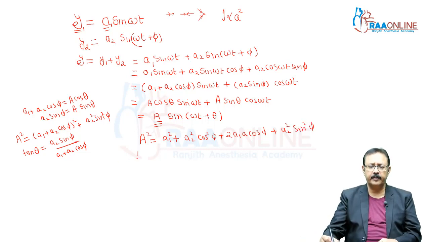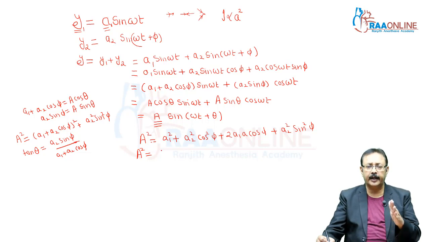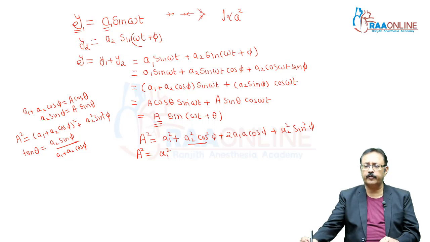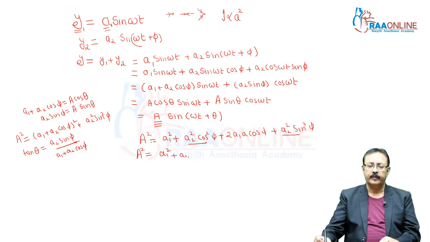So the result is very important. That's why I am doing it in front of you, not giving only the final result, so that you can attempt problems based on this. Nearly every one or two years, they ask a question based on this formula. So what are we getting? A1 square plus A2 square, taking A2 square common from these two, cos square theta plus sin square theta is 1, plus A2 square, plus 2 A1 A2 cos phi.